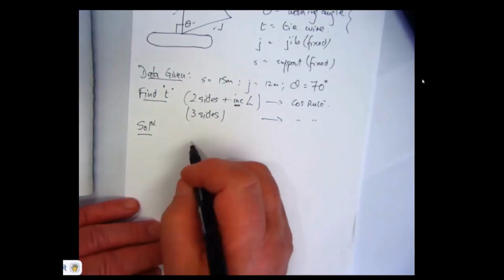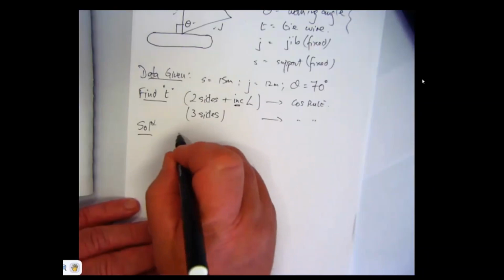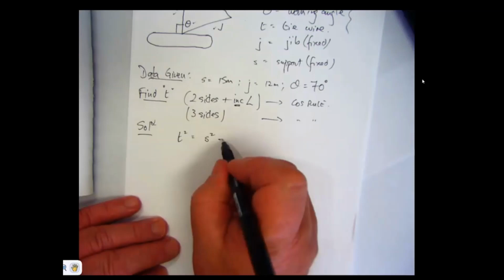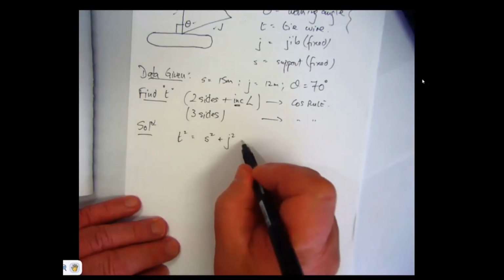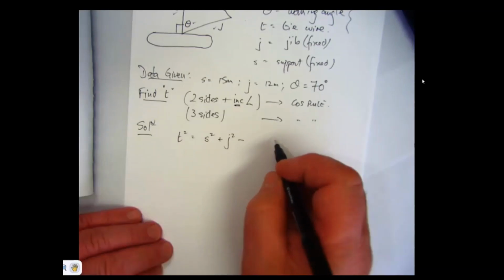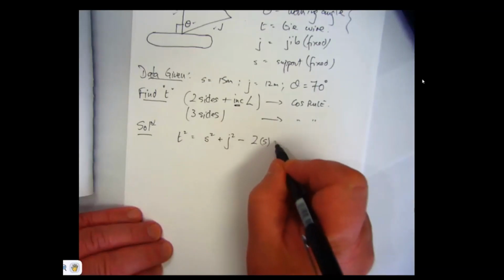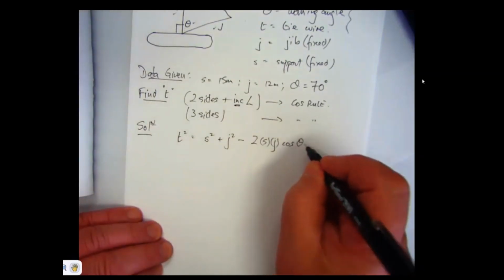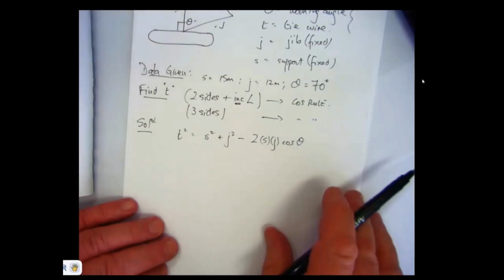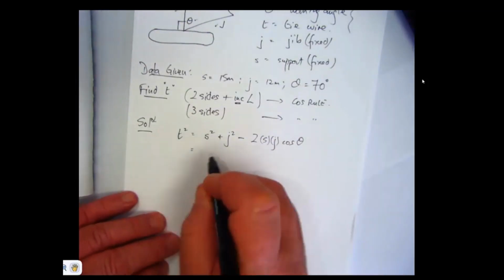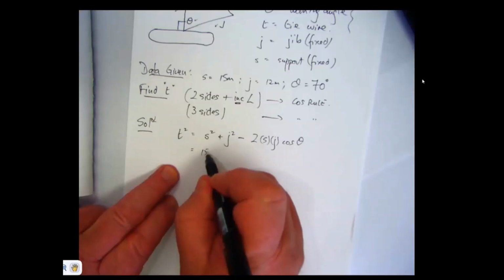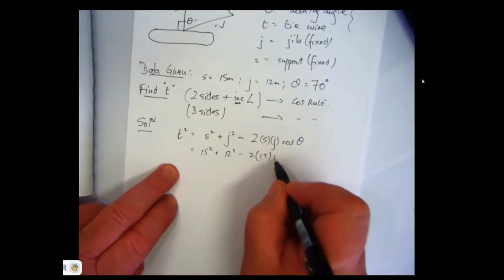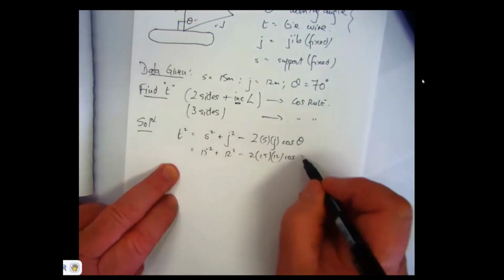Okay, so what we're saying is this, using these two sides. We want t, so t squared is what we want. That will equal s squared plus j squared minus 2 times s times j times cosine of the angle, which is theta. Now that's the cosine rule applied to my practical situation. Let me now put the numbers in. S was 15, so this is 15 squared plus 12 squared minus 2 times 15 times 12, and this is cos 70 degrees.